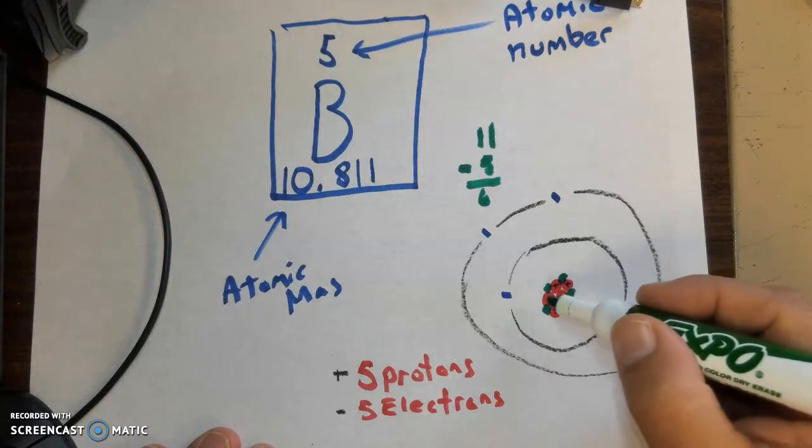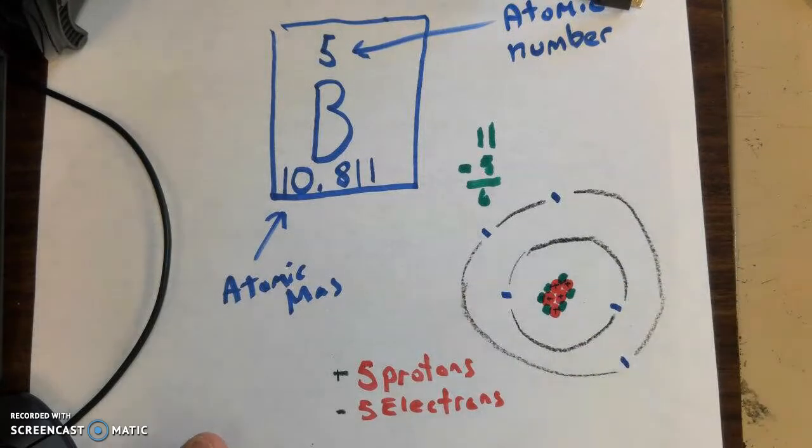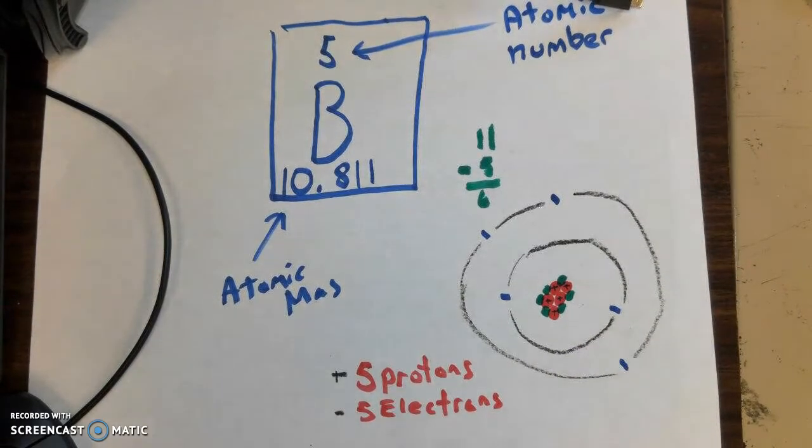1, 2, 3, 4, 5, and 6. And all spread out throughout there. So that's how you would make a boron atom. Okay?